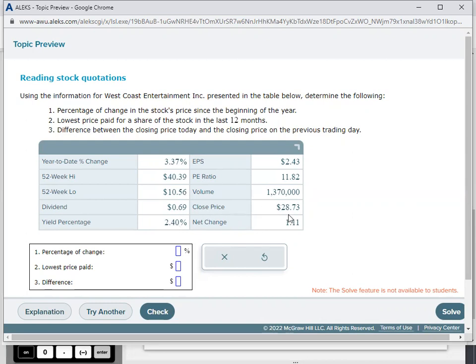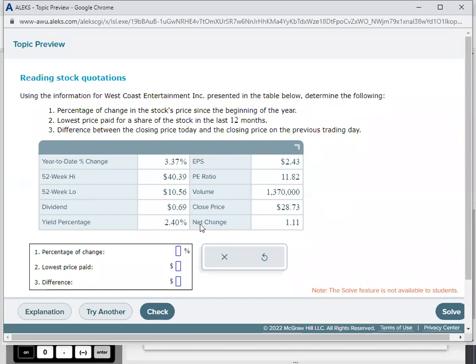Close price. So the last time that the market was open, like the New York Stock Exchange or S&P 500 or whatever, at what price did each individual piece of stock, each share of the company, end? So when they closed trading for the day before, it was $28.73. Anyway, there's a lot of things there that you can check out.